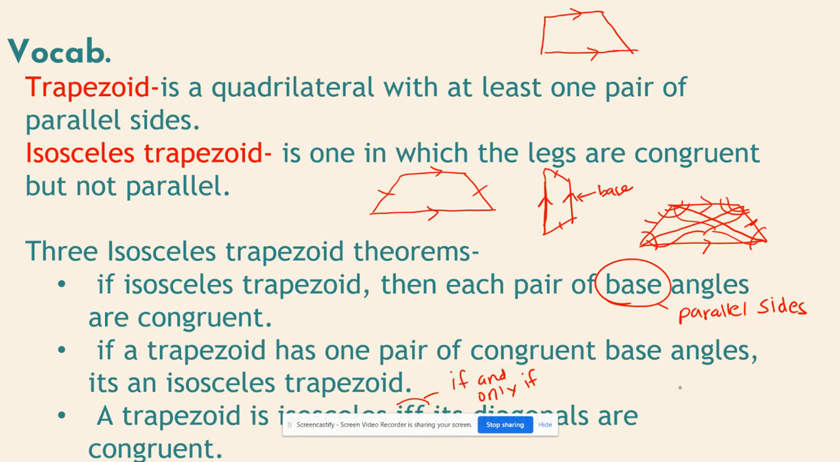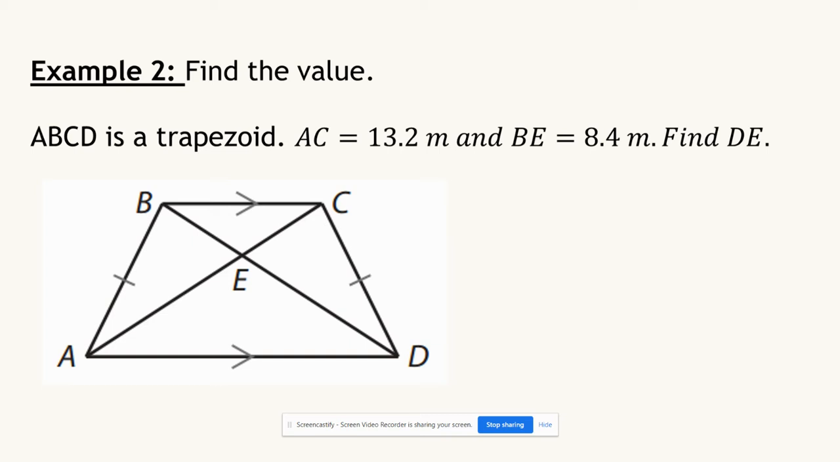So let's go ahead and see how this looks with some problems. We're told that ABCD is just a trapezoid, but in looking at it, I know it's an isosceles trapezoid because I have two sides that are congruent and the opposite pair of sides are parallel. I know that AC is 13.2, and I know that BE, from here to here, is 8.4. Find DE.